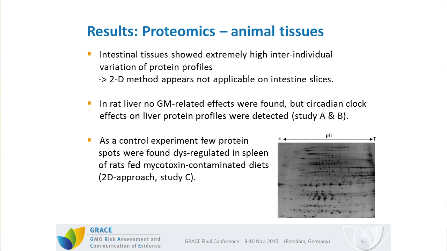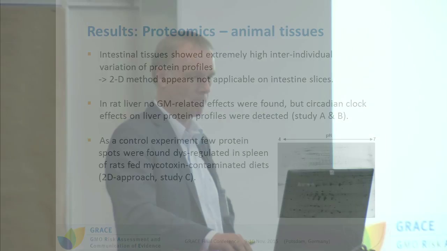As a control experiment, we can now look at the specific one-year study, because we know that we have some mycotoxins in this study contaminating our feed under the threshold. We found in the 2D approach some spots which have been dysregulated due to feeding of the mycotoxin contaminated diet, but not related to the GM.